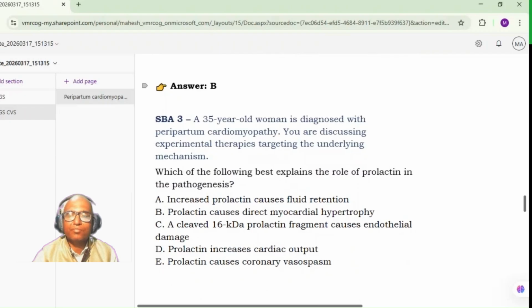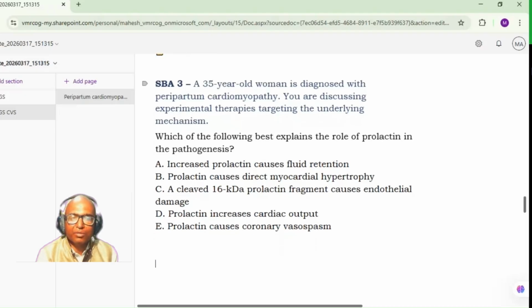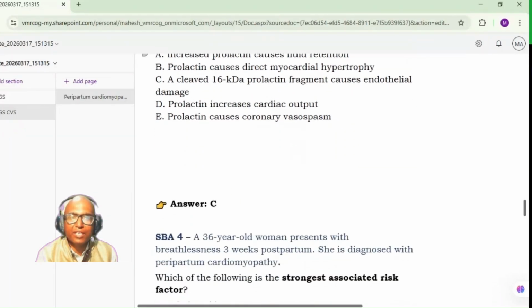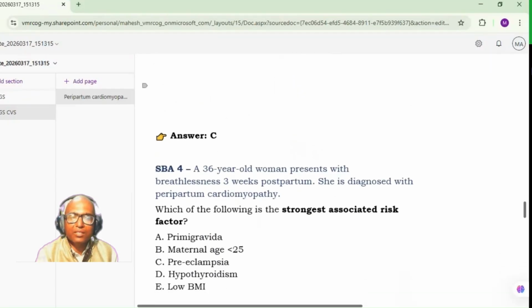Next. A 35-year-old woman is diagnosed with peripartum cardiomyopathy. You are discussing experimental therapies targeting the underlying mechanism. Which of the following best explains the role of prolactin in the pathogenesis? A. Increased prolactin causes fluid retention. B. Prolactin causes direct myocardial hypertrophy. C. A cleaved 16 kilodalton prolactin fragment causes endothelial damage. D. Prolactin increases cardiac output. E. Prolactin causes coronary vasospasm. It is C. Yes, it is a cleaved 16 kDa prolactin fragment that causes endothelial damage. Okay, and that leads to apoptosis and all those things.